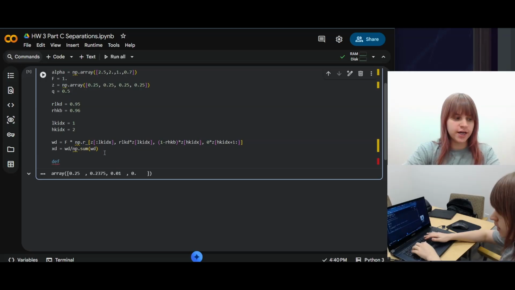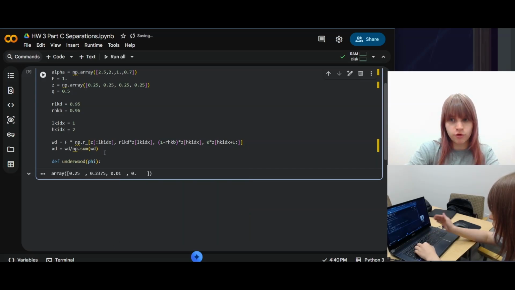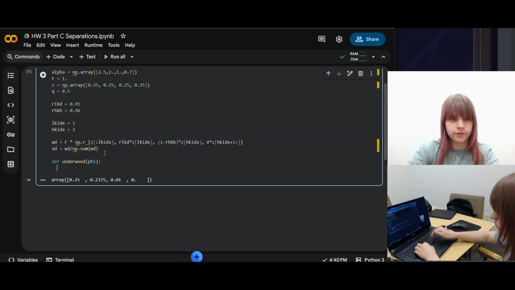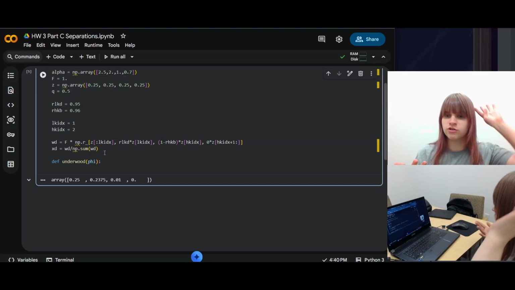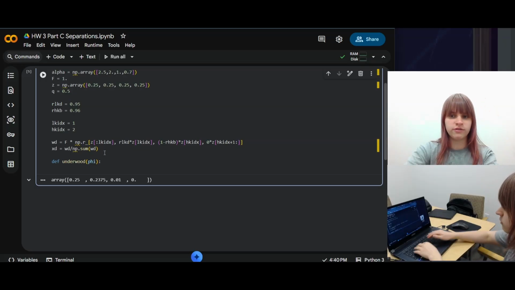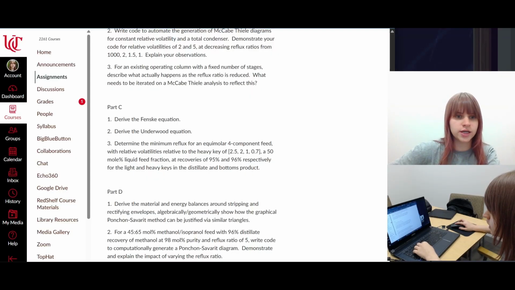Now we want to define an Underwood function given a phi, which we talked about earlier. And that's also what we're trying to solve for, because we need phi to determine the minimum reflux ratio, which is what we are trying to solve.